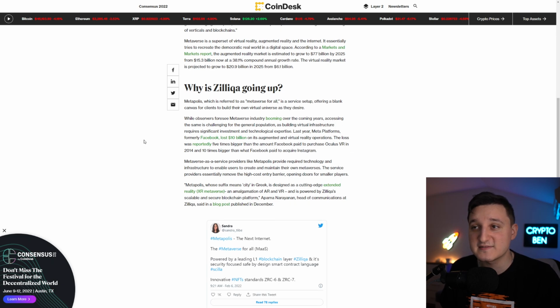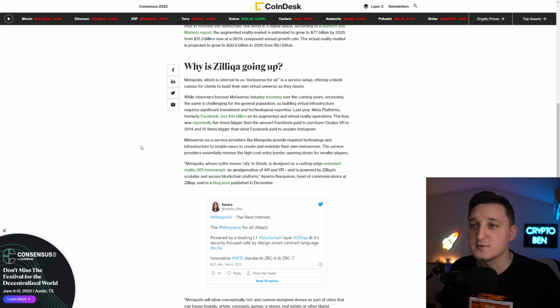So a Metaverse as a service provider like Metapolis provides the required technology and infrastructure to enable users to create and maintain their own Metaverse. The service provider essentially removes the high-cost entry barrier, opening doors for smaller players. So Metapolis, whose suffix means city in Greek, is designed as a cutting-edge extended reality, so XR Metaverse, an amalgamation of AR and VR, and is powered by Zilliqa's scalable and secure blockchain platform. The head of communications at Zilliqa said in a blog post published in December.